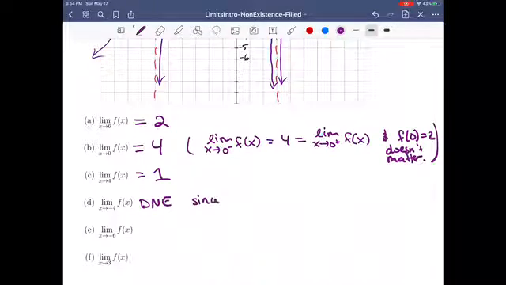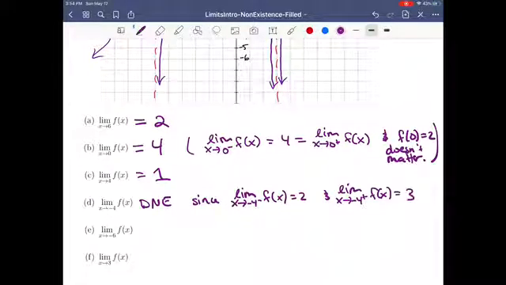Okay, and then I'll write the left and right limits. So as I approach -4 from the left, we went to 2, but if we approach -4 from the right, we went to 3. Okay, so these are not the same. So that's why we get does not exist.